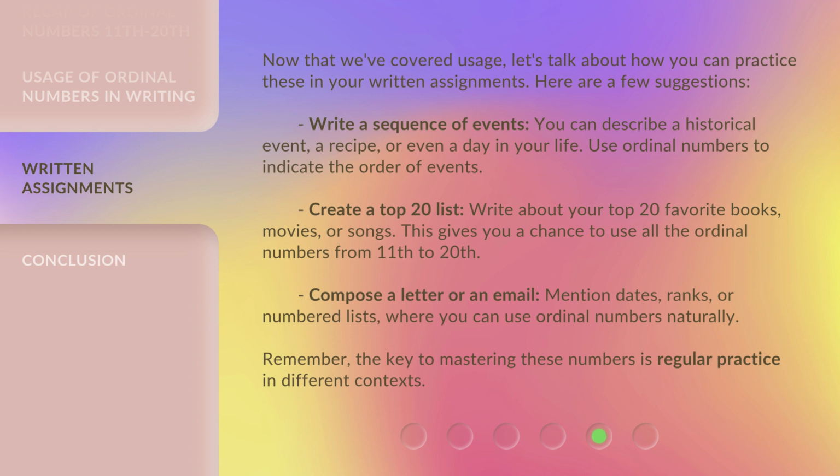Create a top 20 list. Write about your top 20 favorite books, movies, or songs. This gives you a chance to use all the ordinal numbers from 11th to 20th.